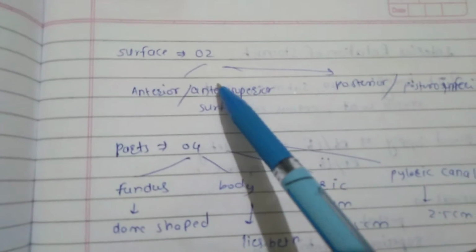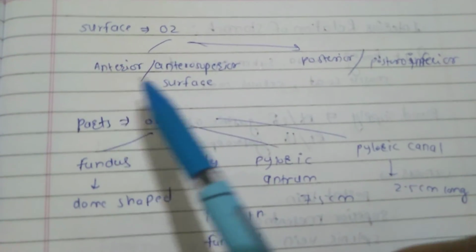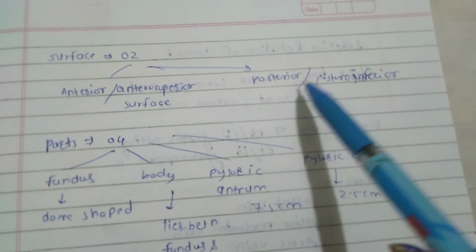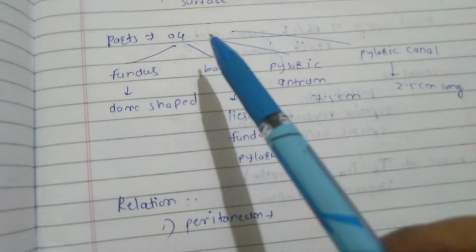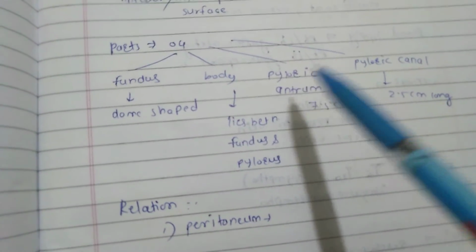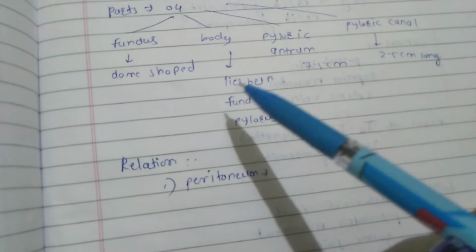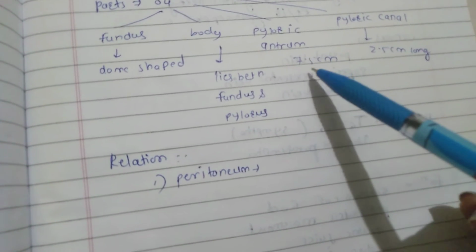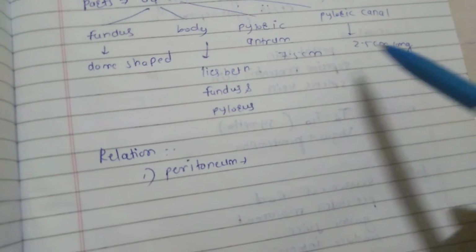Now the surfaces: it contains two surfaces, anterior and posterior. The anterior is the antero-superior surface and the posterior is the postero-inferior surface. Now the parts: it contains four parts: fundus, body, pyloric antrum and pyloric canal. The fundus is dome shaped, and the body lies between the fundus and pylorus. The pyloric antrum is 7.5 cm and the pyloric canal is 2.5 cm long.